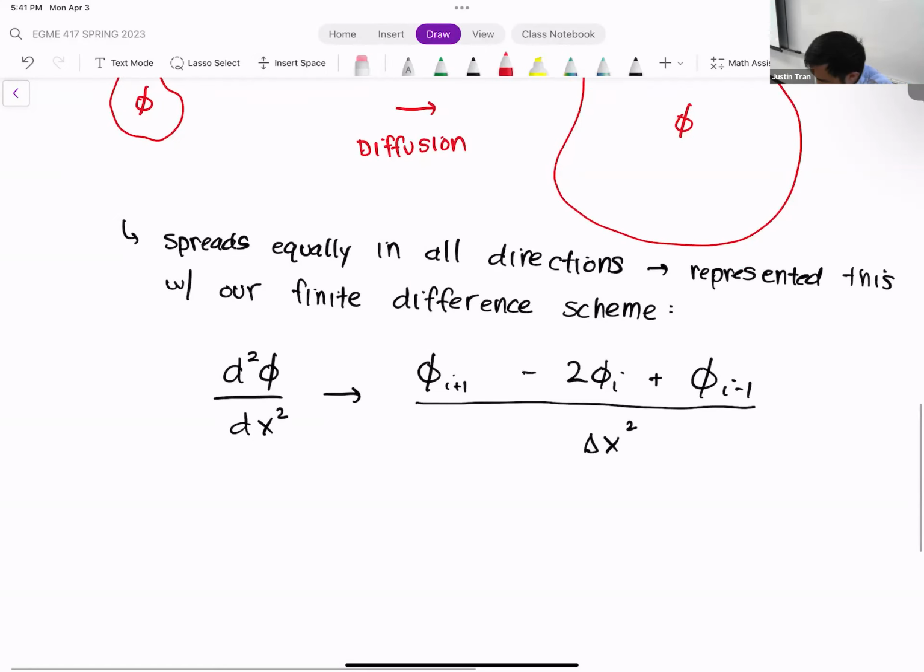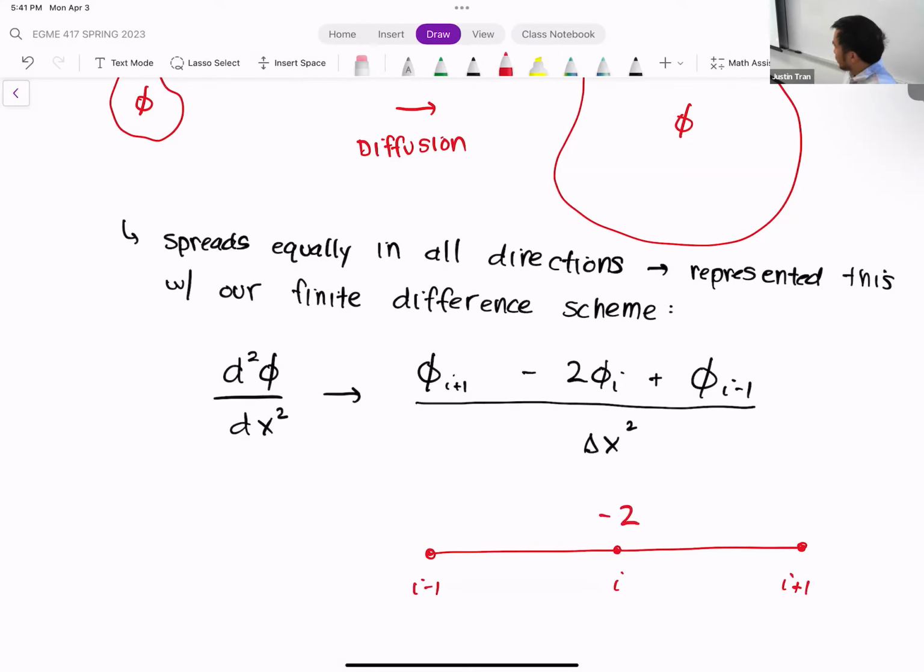If we draw a number line on this, we could say that the weight, or the coefficient, in front of the phi i term is -2. And on phi i+1 and phi i-1, we had a 1 on each side, right? I'm purely looking at the coefficients in front. I know there's a 1 over delta x squared on the bottom, but we're ignoring that just for simplicity's sake.